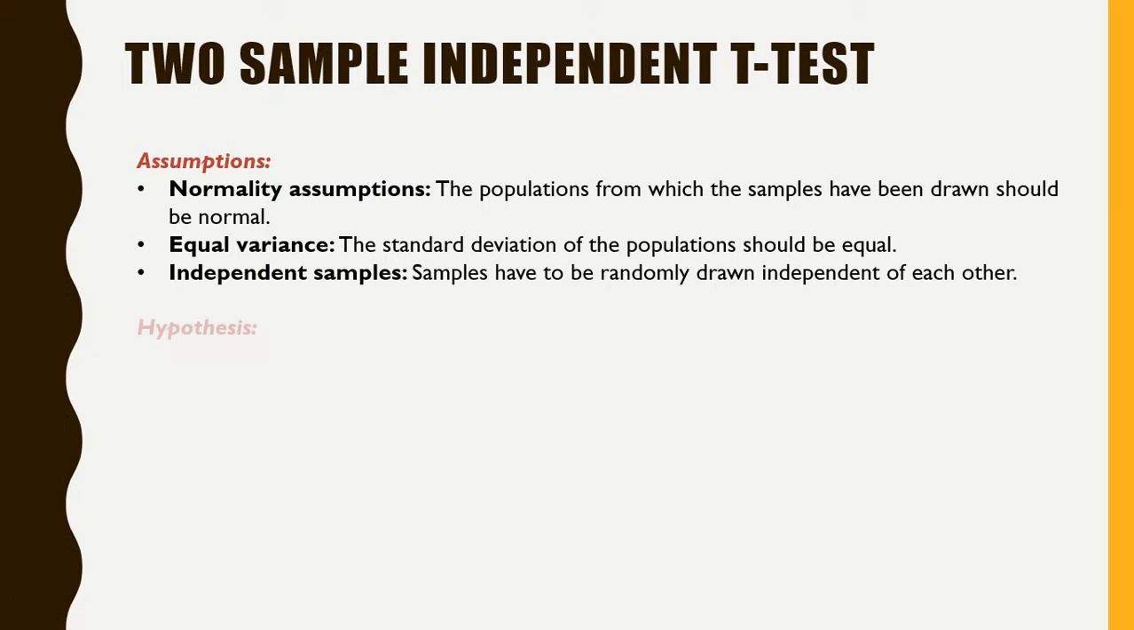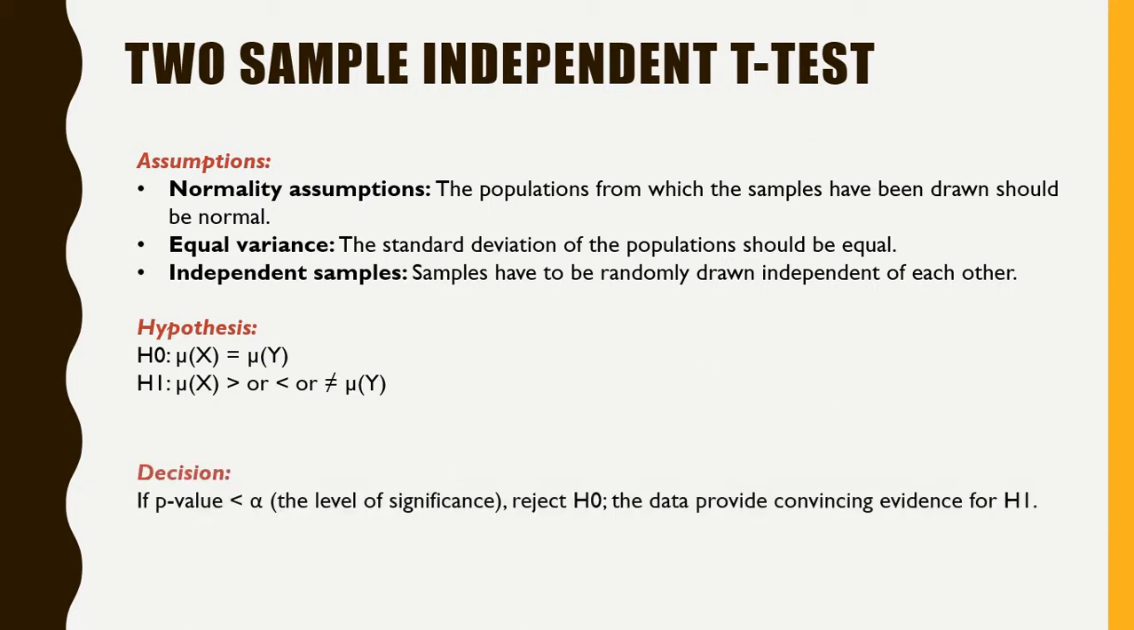The hypothesis for the two sample independent t-test is that the population mean for the variable x is equal to the population mean for the variable y, against the alternative which can be greater than, less than, or not equal to each other. If the p-value of the test comes out to be less than the level of significance alpha, then we reject the null hypothesis, and we say that the data does not have convincing evidence to support the null hypothesis, and hence we accept the alternate hypothesis and reject the null.